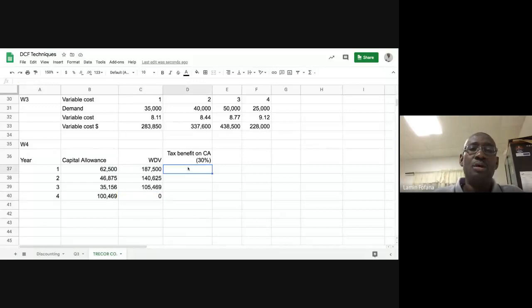Good. Okay, so now we calculate our tax benefit, which will be 30% on the capital allowance. So we say equals this multiplied by 0.3, the same rate of tax we've used on that one. So we just duplicate up to here.